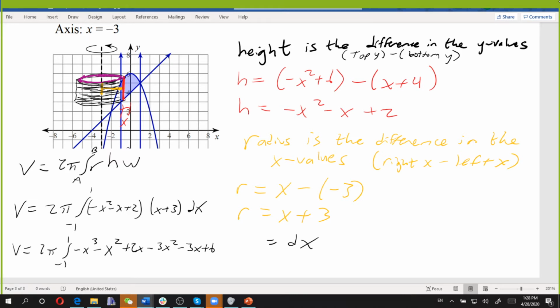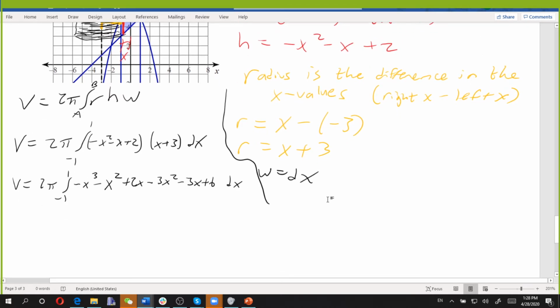Okay, give myself a little bit more space here. Times dx. Then I'm going to go through and combine like terms. I know you were kind of doing that earlier, and then I'll pass this off to the next person. So let's combine the like terms and we're done. Negative x cubed minus 4x squared minus x plus 6 dx.